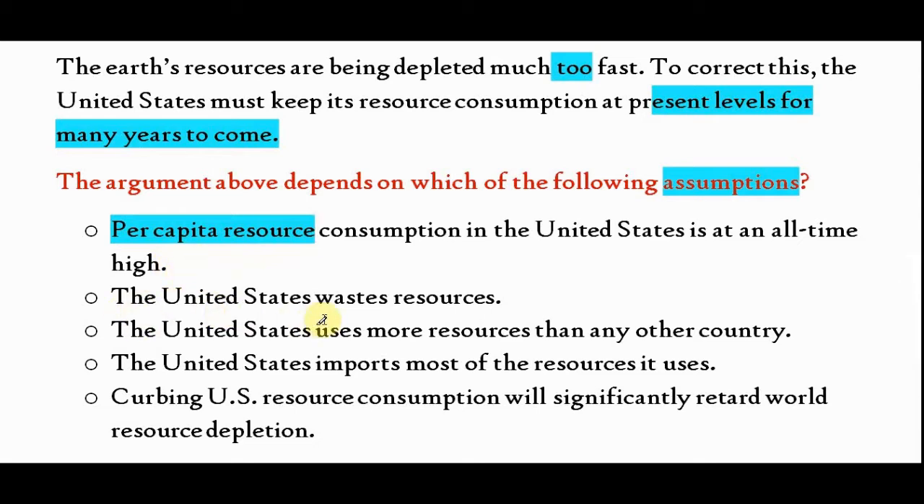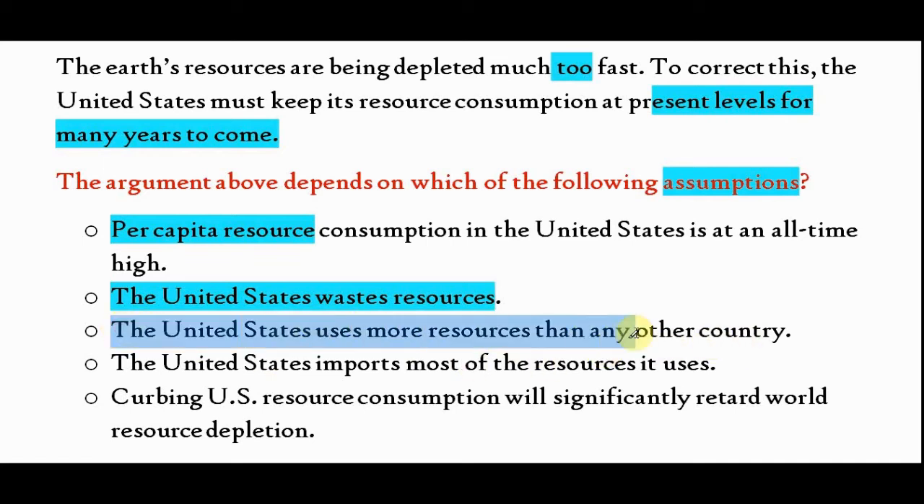B, the United States wastes resources: out of scope. Why? Because the passage is not talking about waste, but the passage is talking about control. B out. C says the United States uses more resources than any other country. Unnecessary comparison. All right, because the passage is not about comparison, but the passage is about if consumption is controlled, resources can be stopped from depleting. Now option C out.